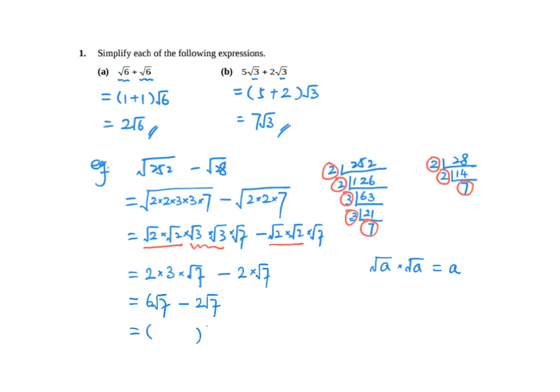You can take out square root of 7, so the first 6 is left, and the second term, negative 2, is left. So 6 minus 2, which is 4, times square root 7. This is the final answer.